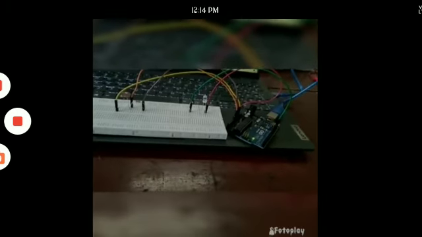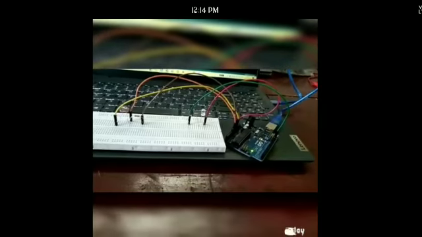When there is no luminosity, LED glows, and when there is a luminosity, LED does not glow.